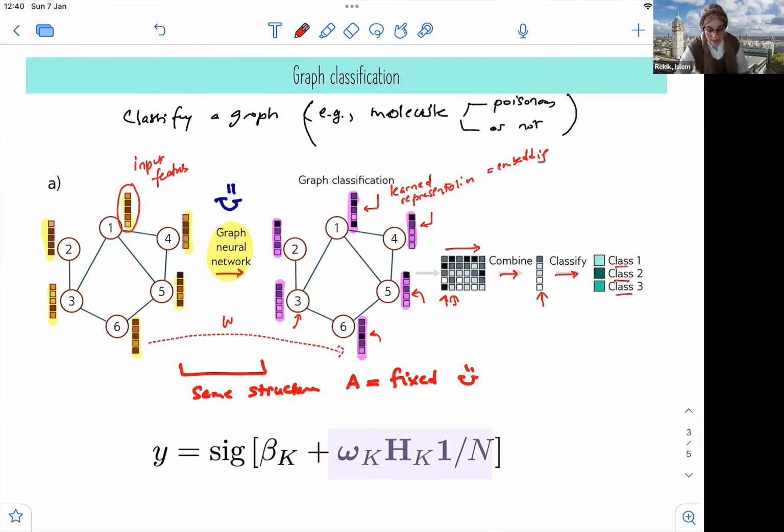Okay, so if you have 3 classes, it will give us some probabilities, like for example, 0.8 for this one and 0.1, 0.1 for the 2 other classes, which means this graph belongs to class 1. Now let's look at this mathematically. So what do we have here?